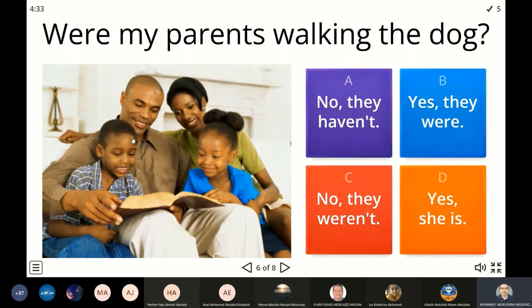No, they are not walking the dog. The correct answer is no, they weren't. Yes, they were. No, they weren't. See. Only Ghaith, students, only Ghaith knows the answer.